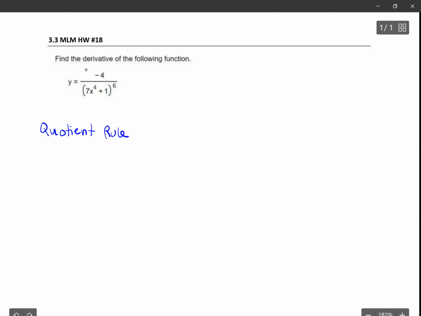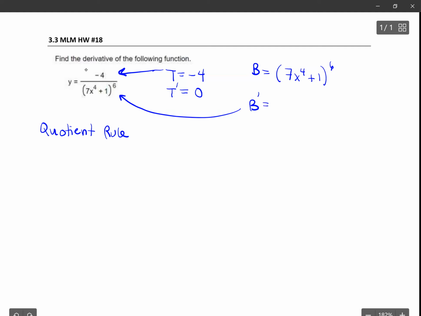Okay, quotient rule, I need to get organized here. On the top, I have a constant, -4, so taking the derivative of a constant will be 0. On the bottom, I have a quartic binomial raised to the 6th power. When I take the derivative of that, I'll have to do power rule with the chain rule because my base is not a plain old variable. It's this quartic binomial. So let's go ahead and do our power rule.